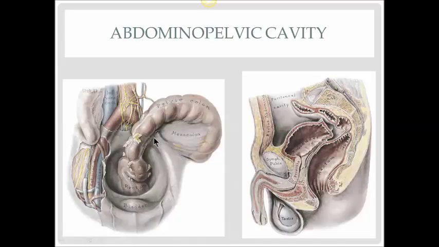And here it's showing you abdominopelvic. So again, this is kind of coronal, and you're looking at it from the top. This is a sagittal view, which you can see here. Only one half is being seen.